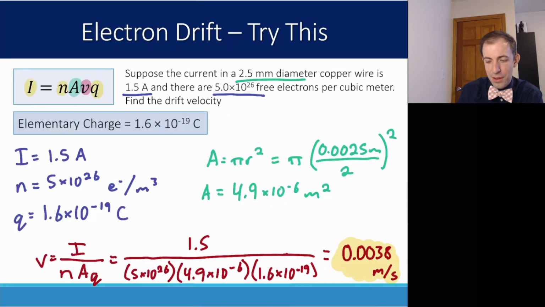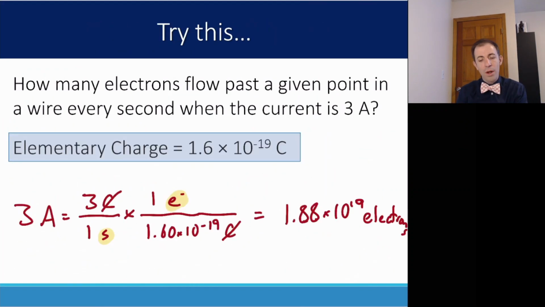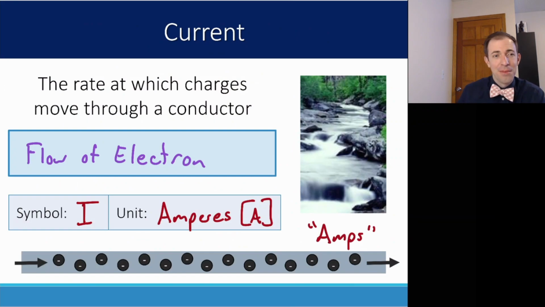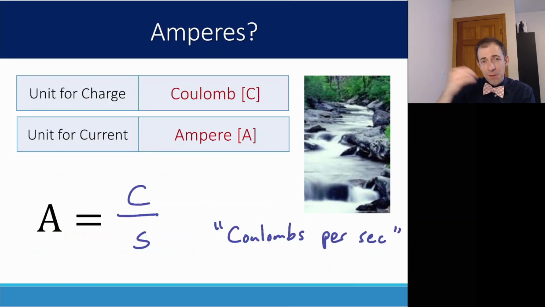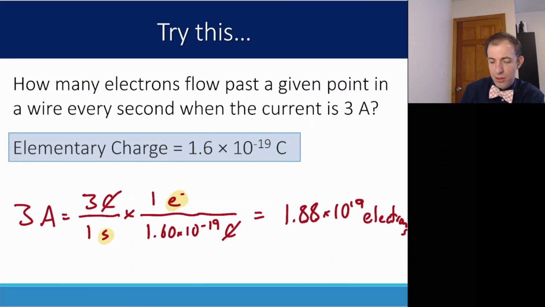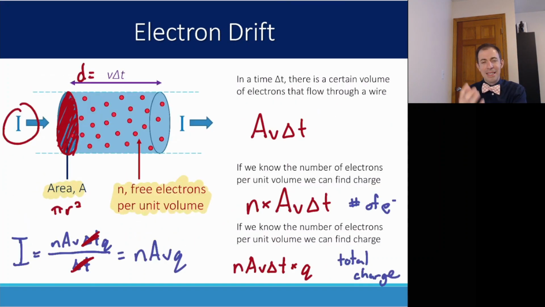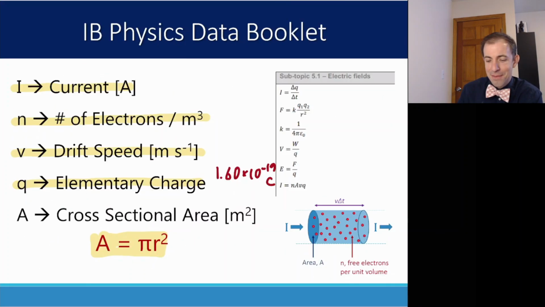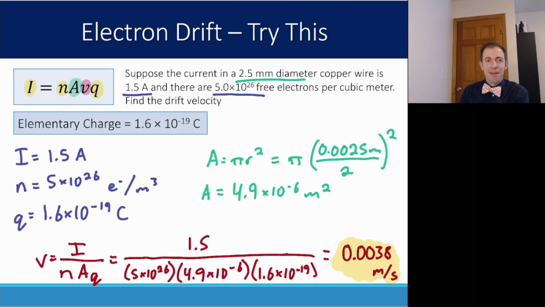So from this lecture video, you should be comfortable talking about what current is in terms of amperes, but then also in terms of coulomb, our unit of charge, and then describe this idea of electron drift and be able to calculate the drift speed from the current.